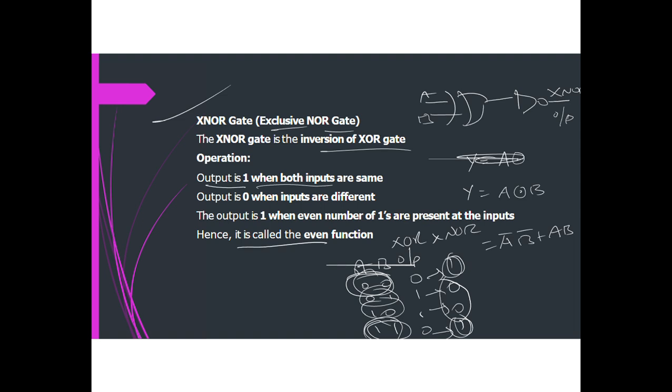So these are the types of gates. We discussed 3 basic gates, 2 universal gates, and 2 derived gates.